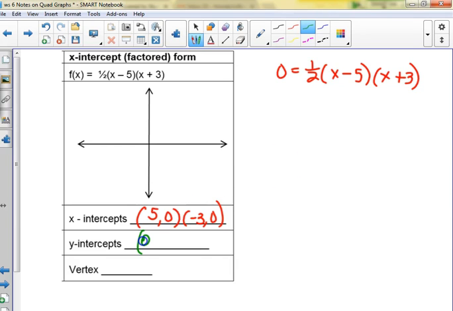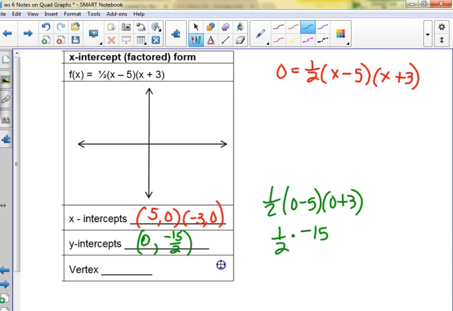Plug in 0 for the x, so we'd have 1/2 times 0 minus 5 times 0 plus 3. Half of this would be -15 over here, so we get a -7.5 or -15 halves. So it crosses down here somewhere at -7.5. Crosses over here at +5, and it crosses over here at -3. I'm just making up spots. But I still don't know the vertex.